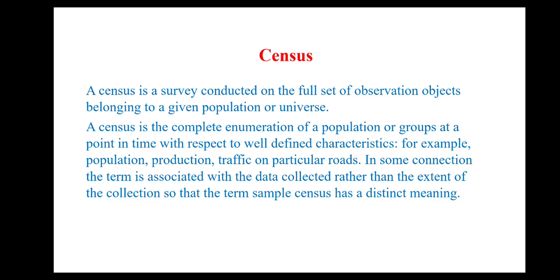A census is the complete enumeration of a population or groups at a point in time with respect to all well-defined characteristics. What is to be defined, what information we are going to get. In a particular region, how many people are there? How many people live in this particular region? For example, population, production, traffic on particular roads. In some connections, the term is associated with the data collected rather than the extent of the collection, so the term sample census has a distinct meaning.